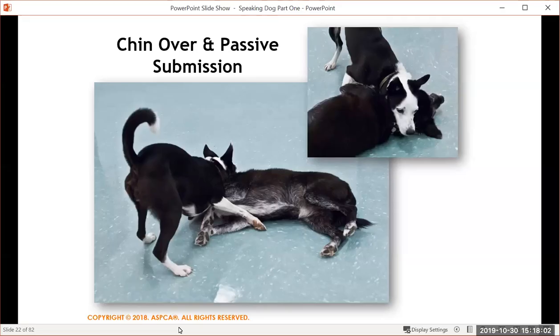So in the pictures here, you're seeing a dominant-subordinate interaction between these two dogs. The dominant dog is actually doing a chin over where it appears to be pinning the other dog down. However, the other dog has voluntarily positioned himself in that passive submissive posture. So the submissive dog in this interaction positioned himself on the ground, and then the other dog came and placed her chin over him as though to control him. Next slide.